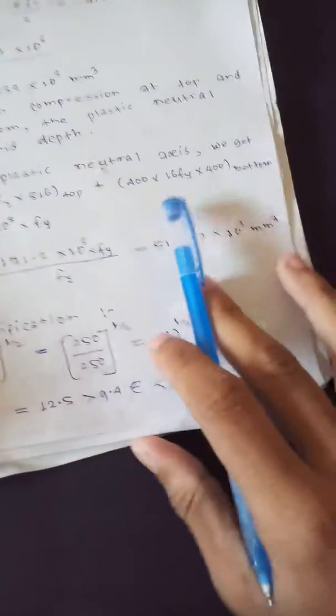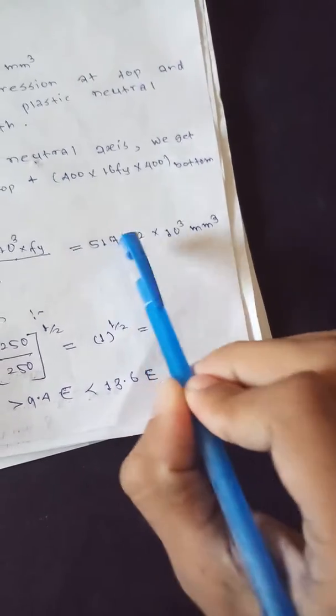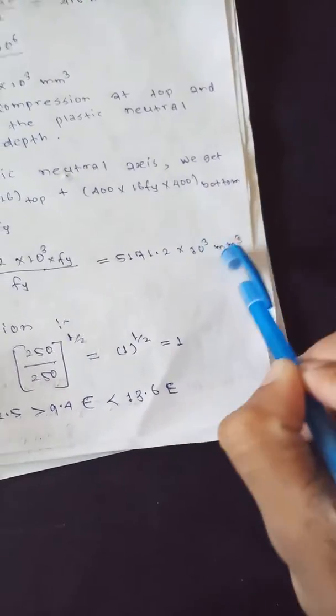Where Fy value is given. Where Fy value is how much? Here, as you can see, it is 250. By substituting that value, we can get 5171.2 into 10 power 3 millimeter cube.